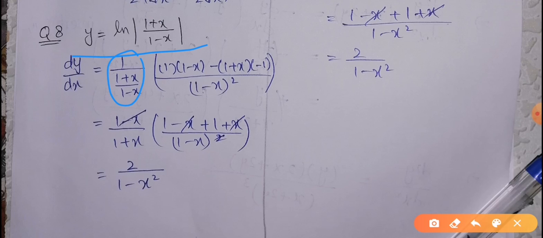So when we find the derivative of this function, we take 1 over the function into the derivative of the given function. So 1 over 1 plus x over 1 minus x. Now we have to put in the derivative of the function. So what is the derivative of this function? We have to use the quotient rule over here: derivative of the numerator times the denominator as it is, minus the numerator as it is times the derivative of the denominator, over the square of the denominator, and here is the simplified form of this function.